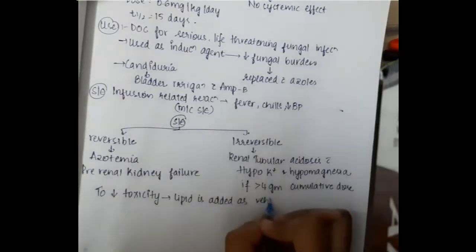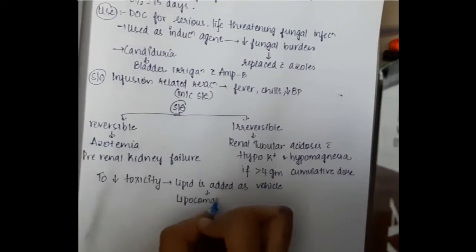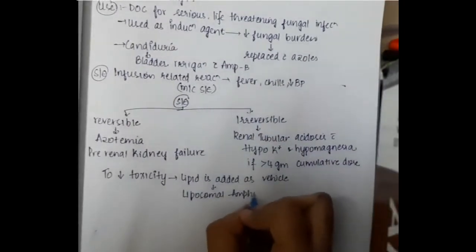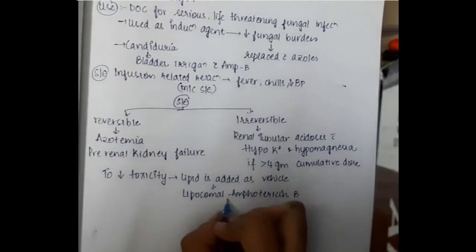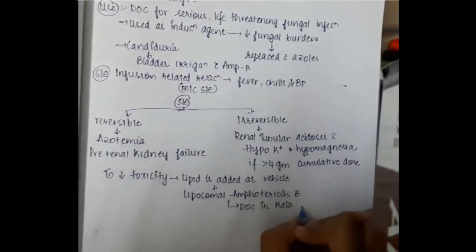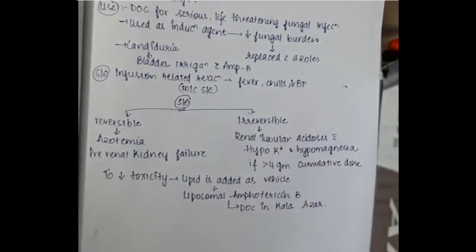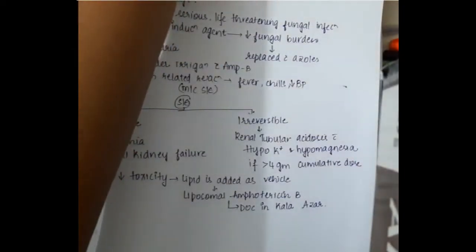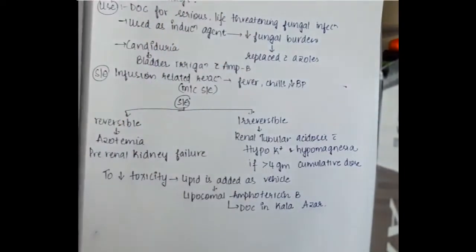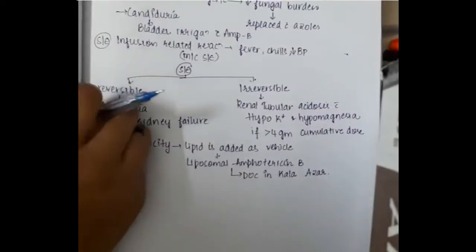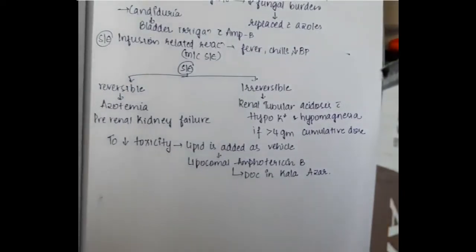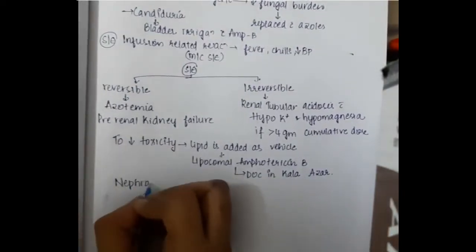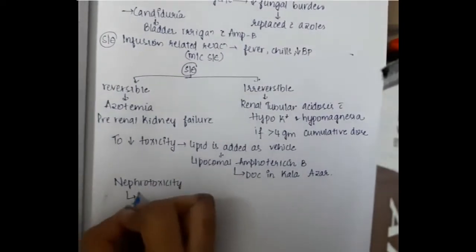In order to decrease the toxicity of amphotericin B, lipid is used as a vehicle, so that liposomal amphotericin B is formed. This liposomal amphotericin B is actually the drug of choice in Kala-Azar. Amphotericin B also causes one of the important side effects, which is nephrotoxicity.